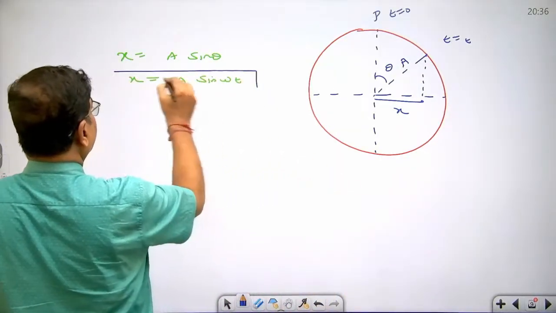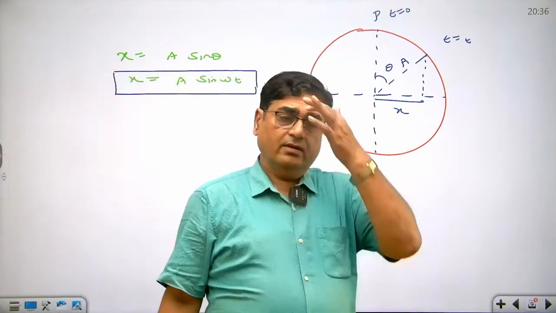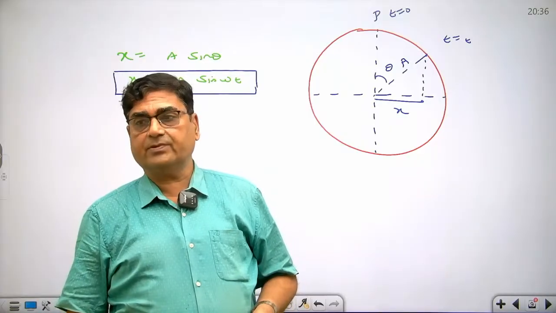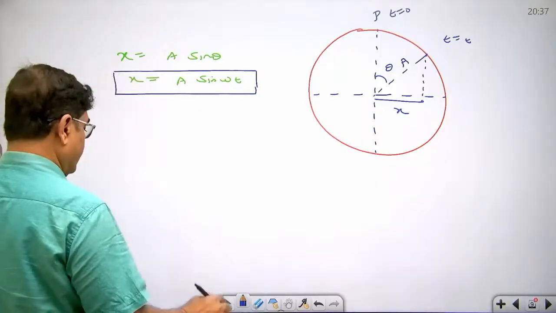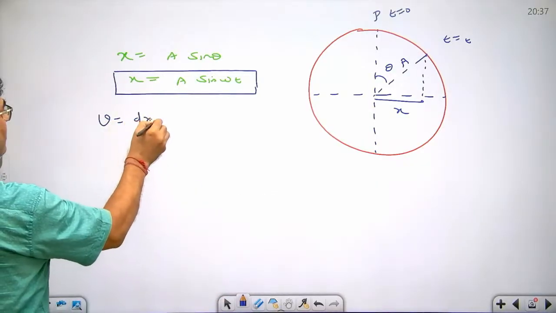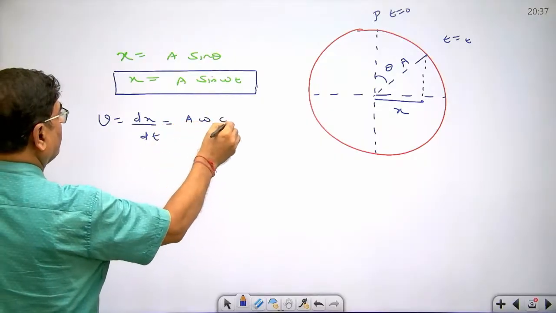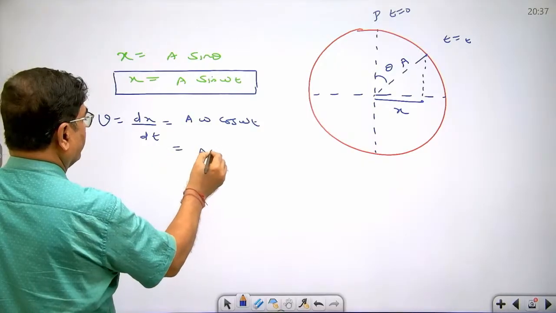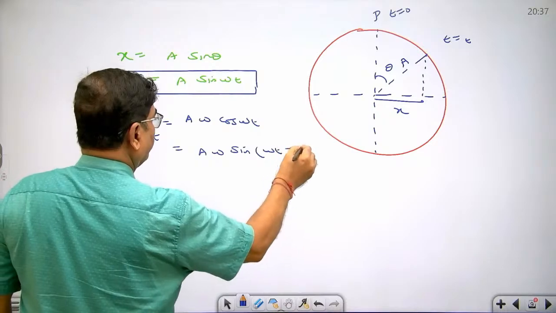Now, if we differentiate the equation, we will get velocity, v equal to dx upon dt. And again, if we differentiate velocity with respect to time, we will get acceleration, a equal to dv upon dt. So let's see the differentiation. V equal to dx upon dt, this is A omega cos omega t.